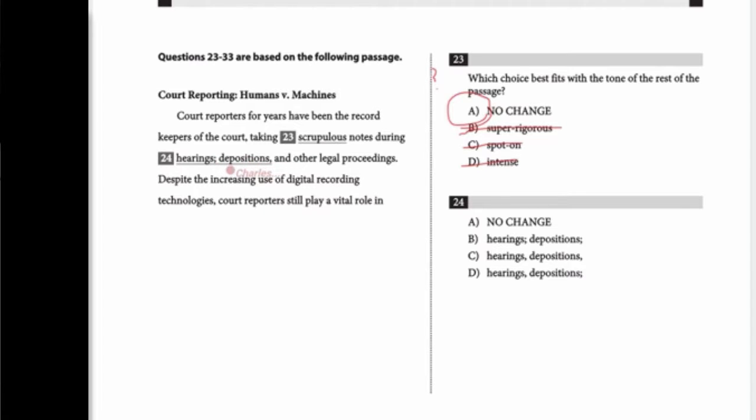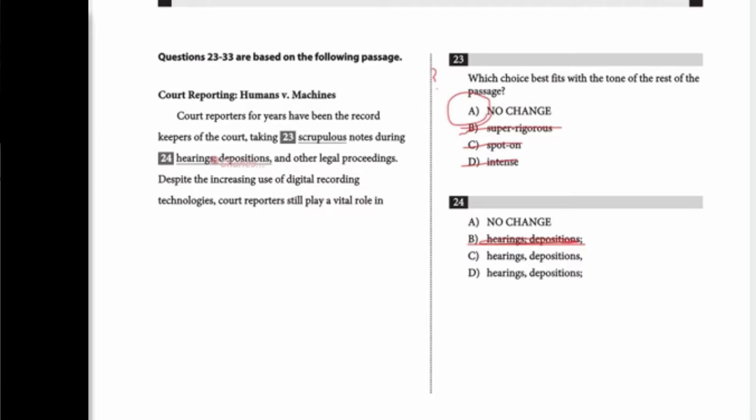24, during hearings, semicolon, depositions and other legal proceedings. Okay, so that's not an independent clause at the end there, so it's not going to be a semicolon. So I can eliminate A and B. It's definitely not going to be semicolon, semicolon. You can occasionally see that, by the way, after a colon after a list of three or more, but that's not this case.